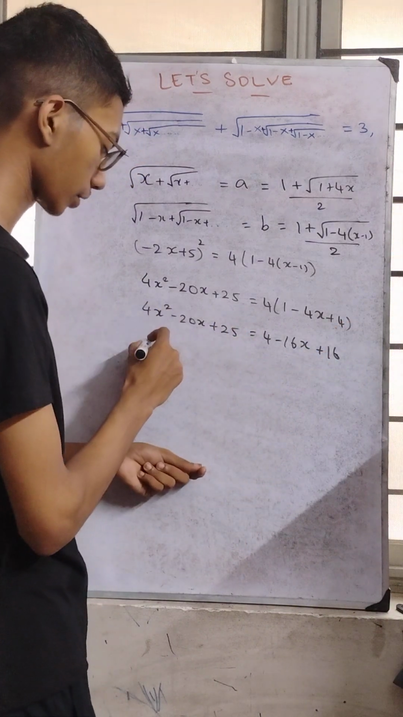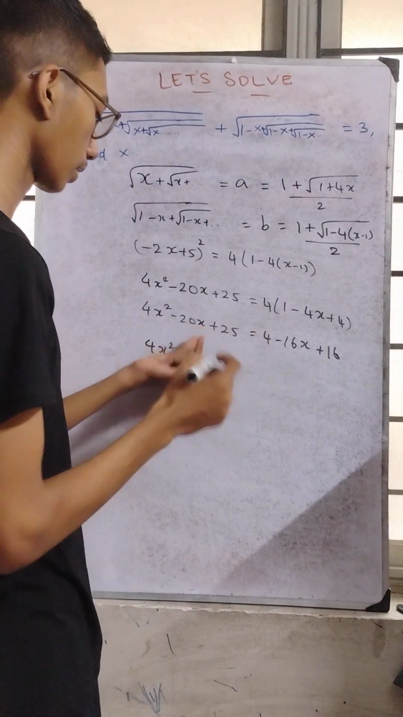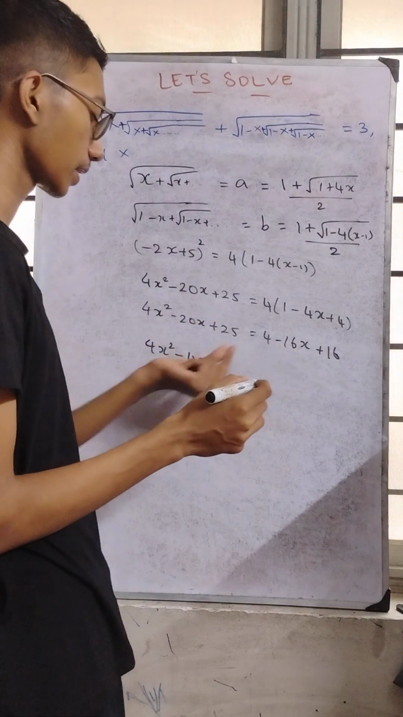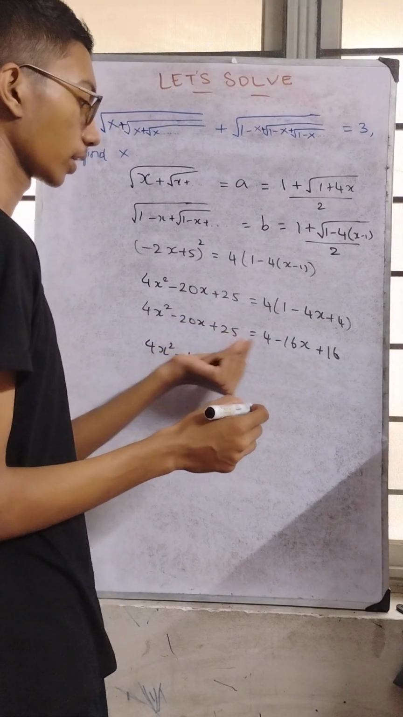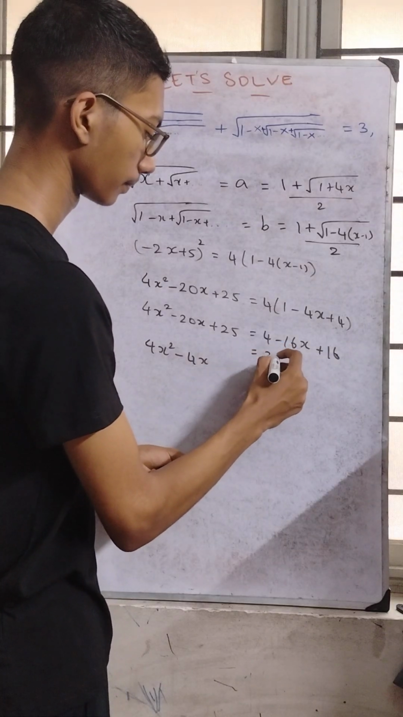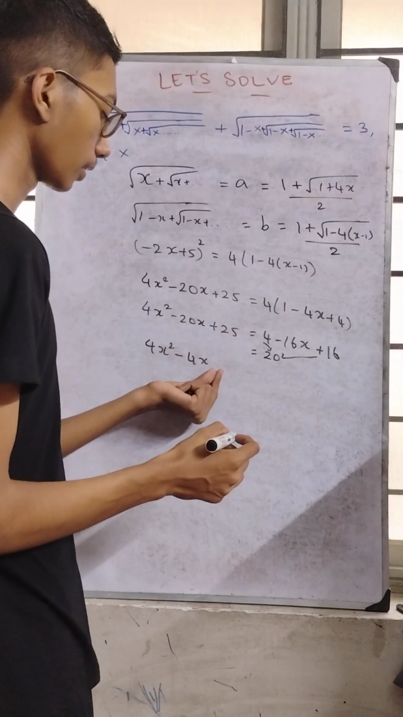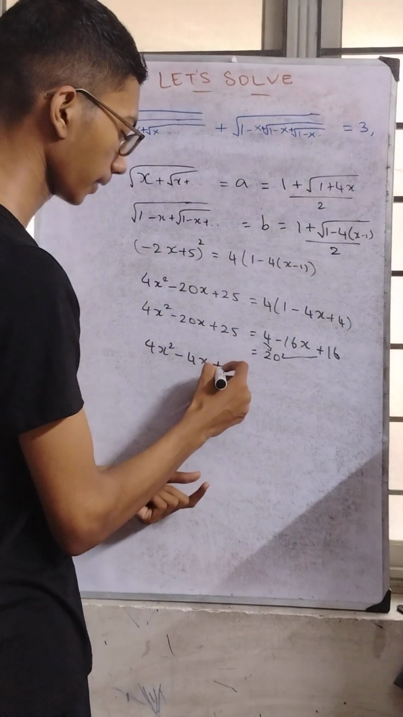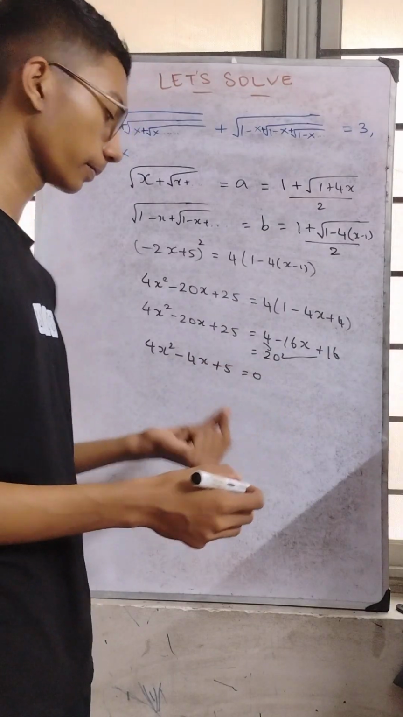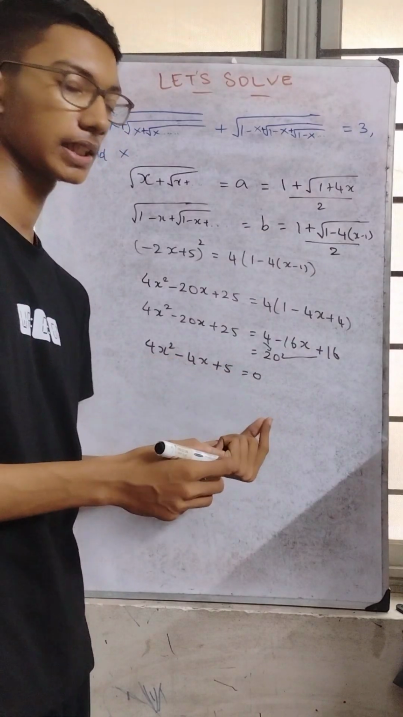So we have 4x square. The x terms are minus 20x plus 16x, which gives minus 4x. Now 25. Here we have 20, because 4 and 16 gives 20. So 25 minus 20 is 5. So this is the quadratic equation we want, because this is just a quadratic equation and we can find the value of x from this easily.